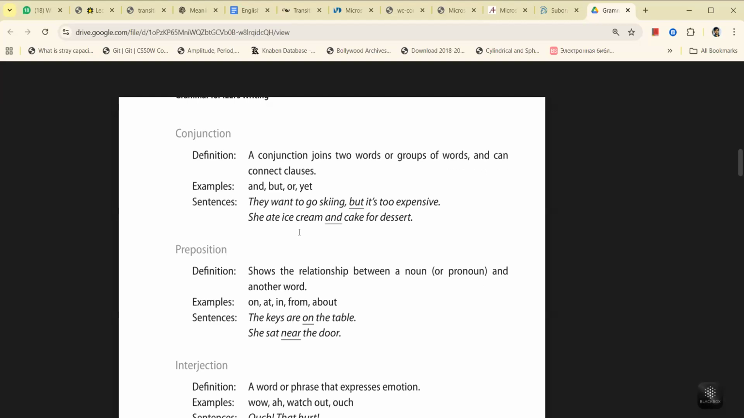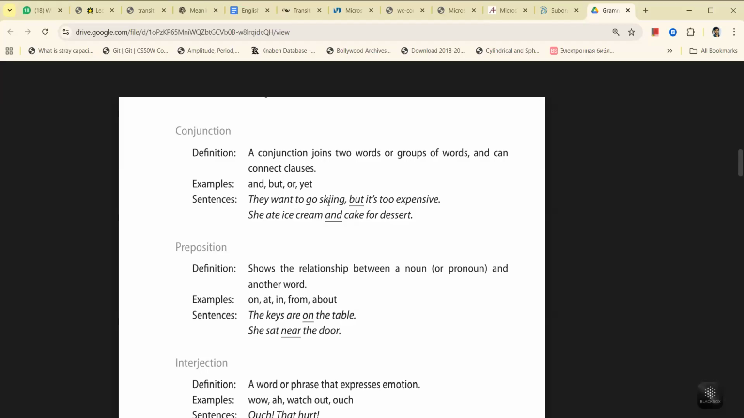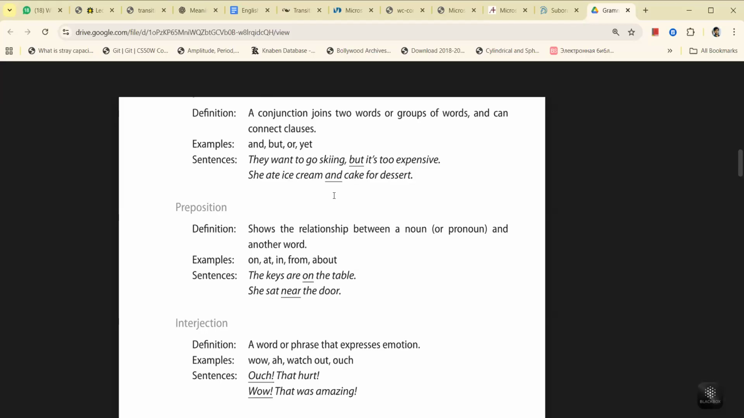Sentences: They want to go skiing, but it's too expensive. Here they are used to join two sentences or phrases or clauses. She ate ice cream and cake for dessert. So and, but are used as conjunctions.